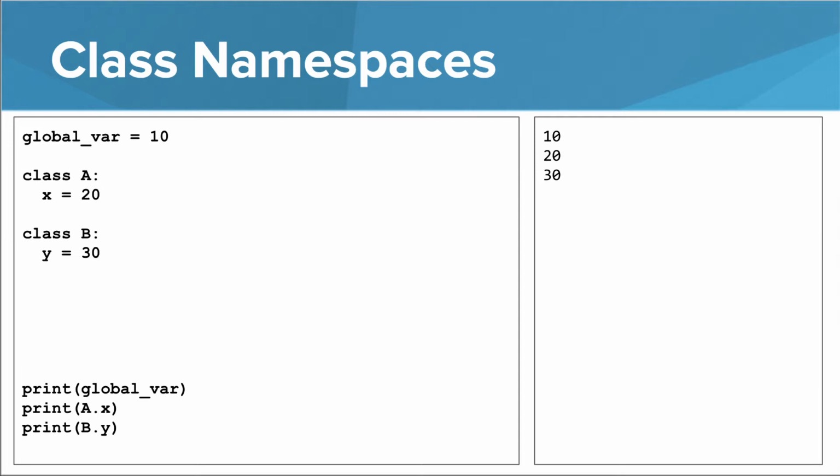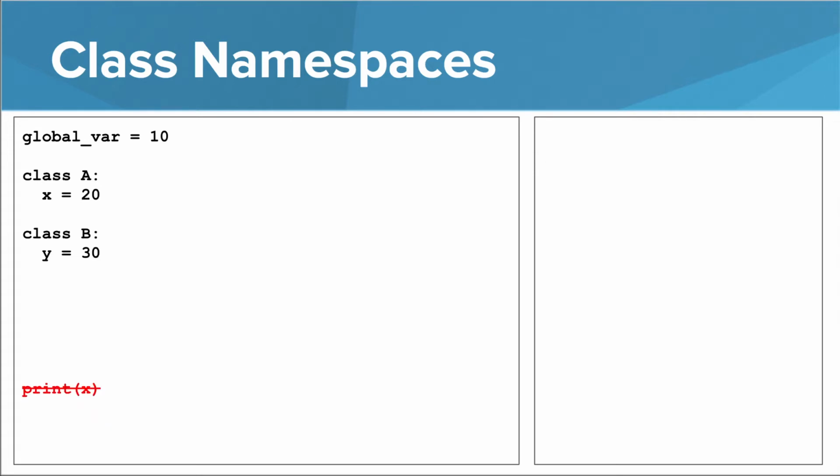When we're printing out a.x, we are hopping into A's namespace and printing out the value of x within A's namespace, and that value is 20. When we print b.y, we're hopping into B's namespace and printing out the y that exists within B, and that prints out 30. Now, if we were to try something like this, it wouldn't work.